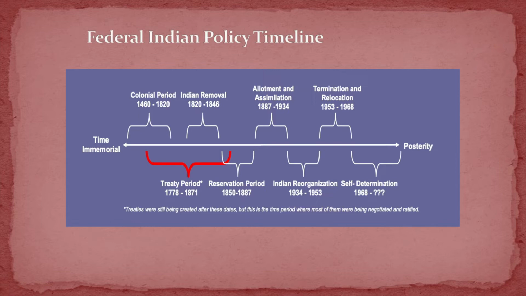And I've highlighted for you the little red area, which is the treaty period. Now, treaties happened before that period, they happened after that period. But for the United States, because the United States didn't come into existence until 1778, I pull that out as the treaty period because in 1871, there was a statute that came down to stop treaties from being made. So after 1871, there were treaties that were made, but they weren't ratified. And many changes were happening through statutes at that point.